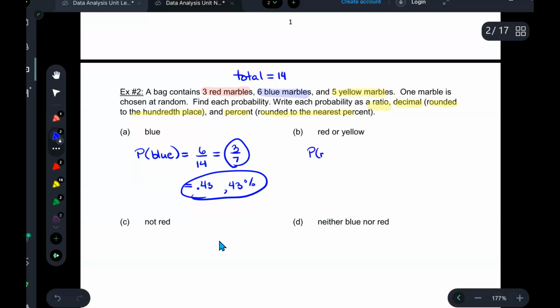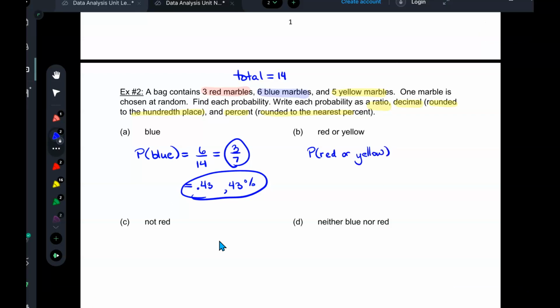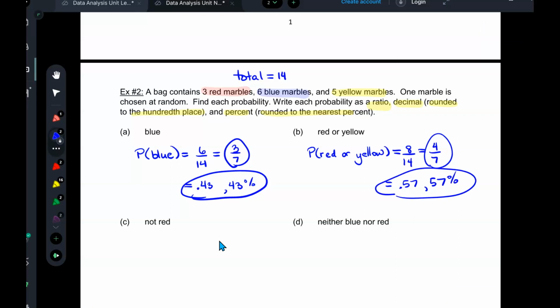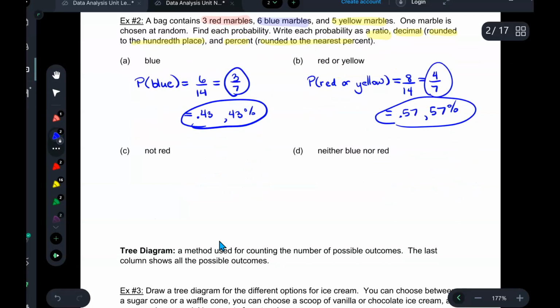Okay, probability of a red or a yellow. We have 3 red and 5 yellow, so that's going to be 8 out of 14, or 4/7. This is about 0.57, or 57%. If I'm going too quickly, feel free to pause. Maybe you want to pause here and try the next 2 on your own and see if you got them right.